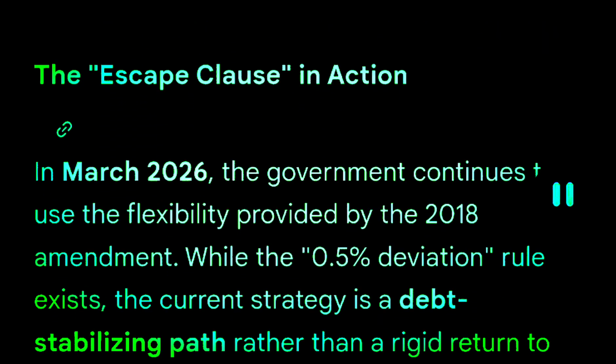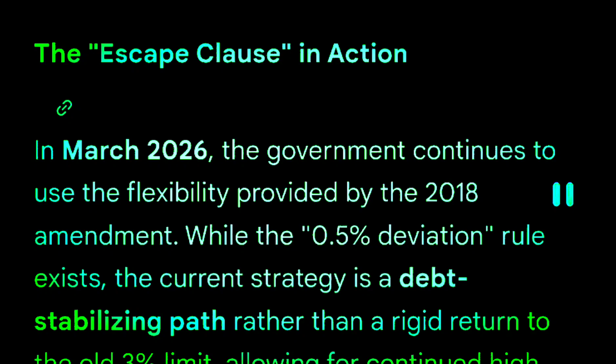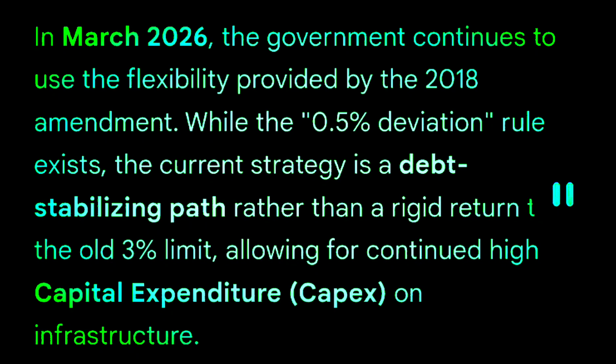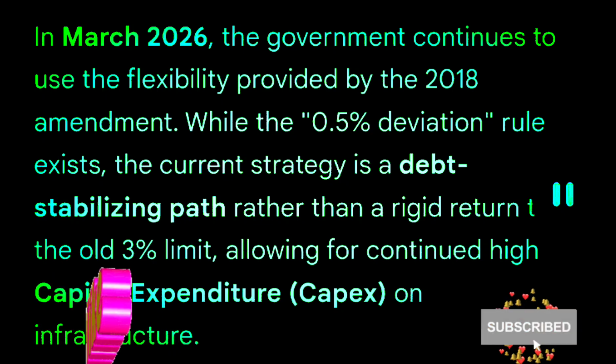The escape clause in action. In March 2026, the government continues to use the flexibility provided by the 2018 amendment. While the 0.5% deviation rule exists, the current strategy is a debt-stabilizing path rather than a rigid return to the old 3% limit, allowing for continued high capital expenditure, CapEx, on infrastructure.